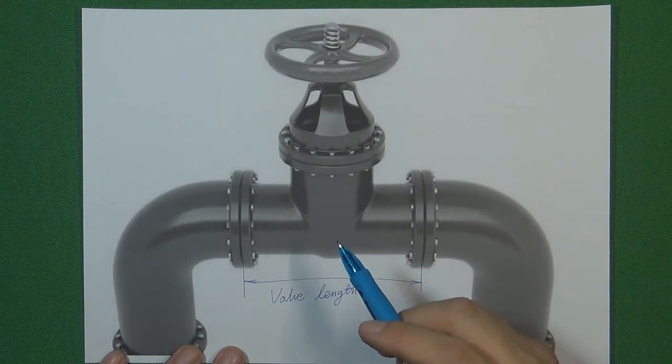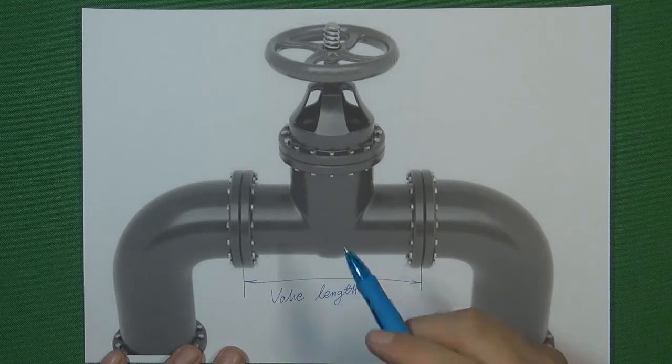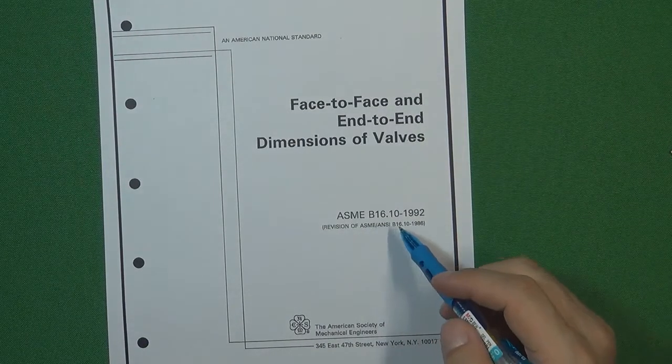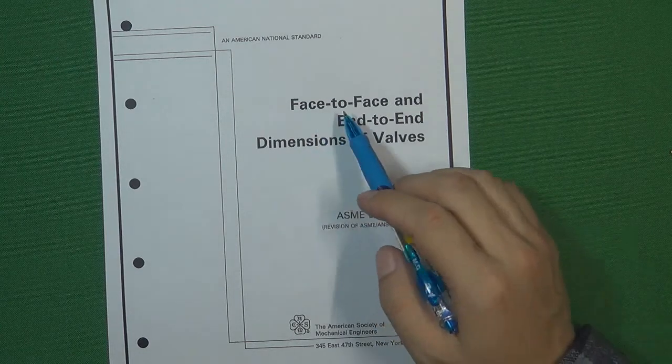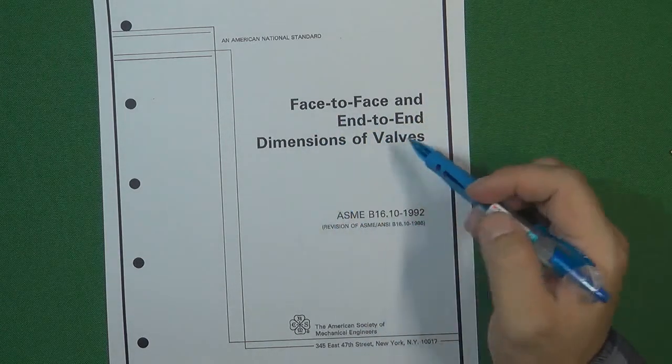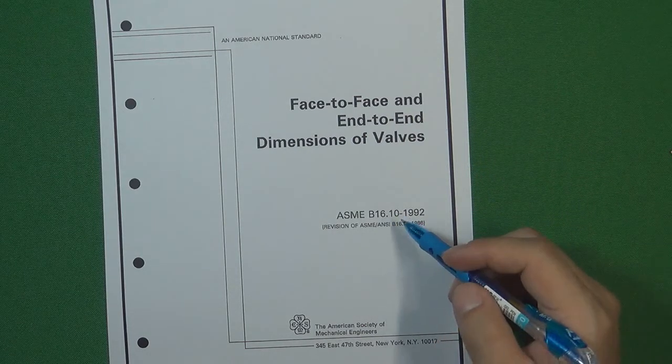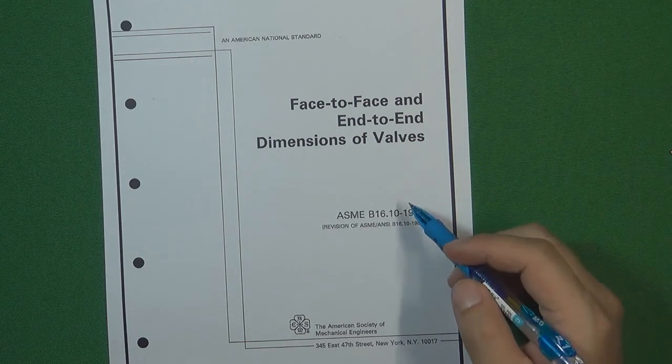So in the valve industry, we have a standard for this design factor. The standard is called ASME B16.10. The name is face-to-face and end-to-end dimensions of valves. So in this video, we are talking about how to use this standard to find the correct valve length for designing a valve.